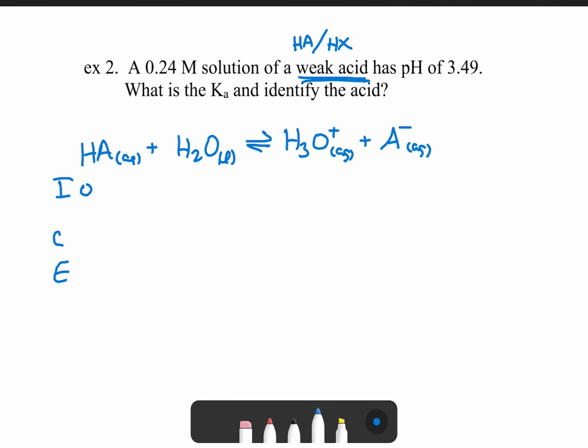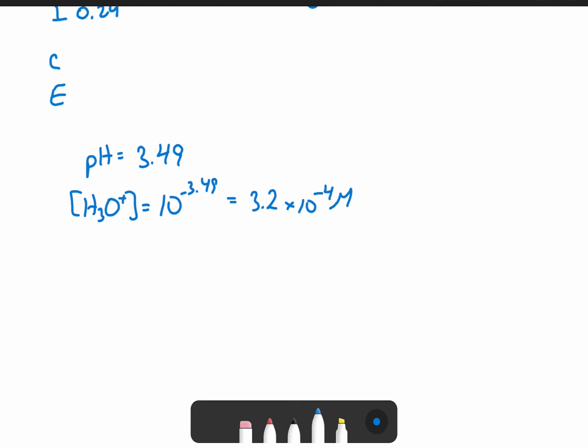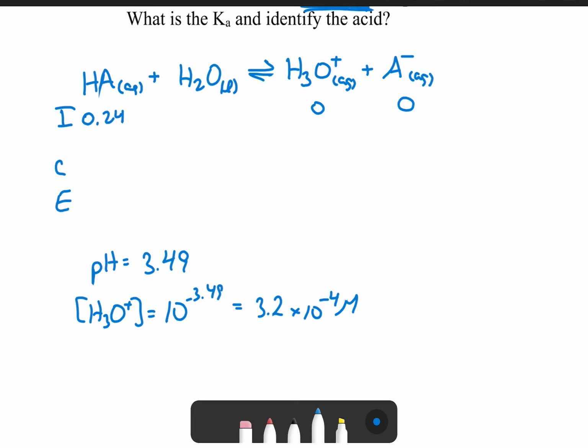We're also told that the pH is equal to 3.49. So if the pH is equal to 3.49, we can turn that into the H3O+ molarity by taking the antilog of negative 3.49, and this would be equal to 3.2 times 10 to the negative 4 molar. We can bring this number into our ICE table.